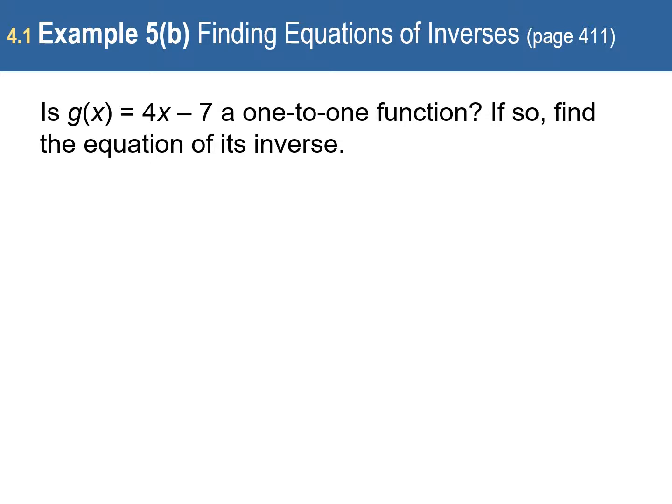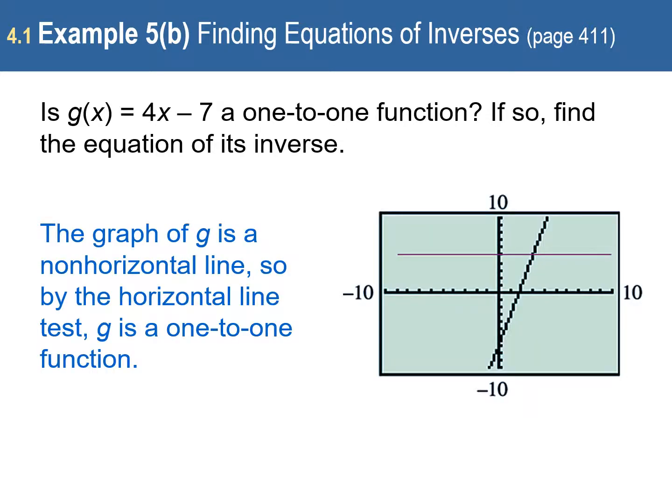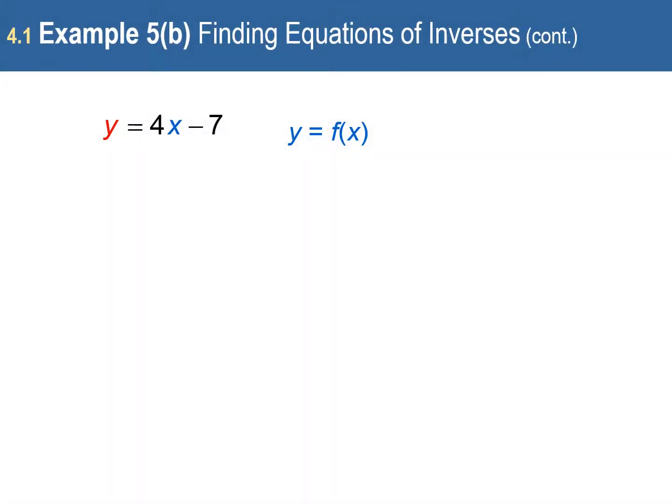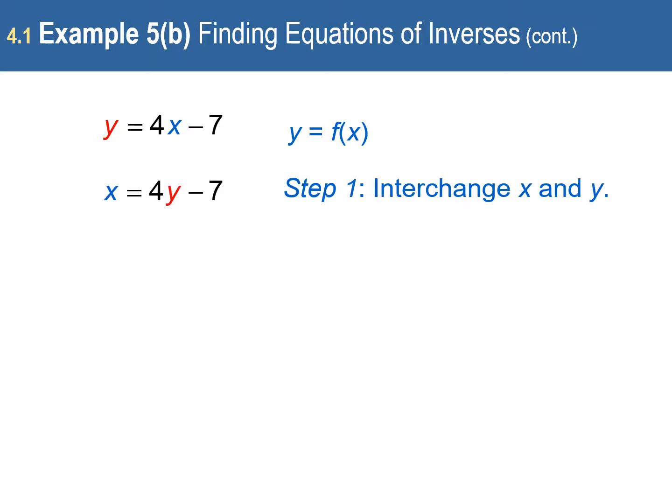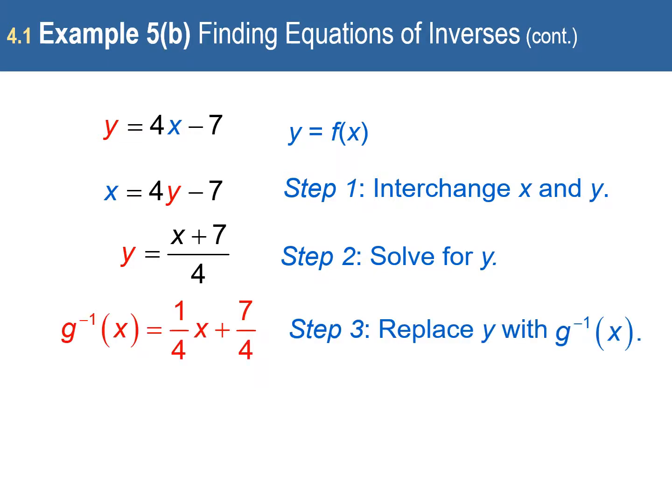Is g of x equal to 4x minus 7 one-to-one? And the answer is yes, it passes the horizontal line test. So to find the inverse, you switch x and y and solve for y. And then the last step is to replace y with the inverse, g inverse of x.